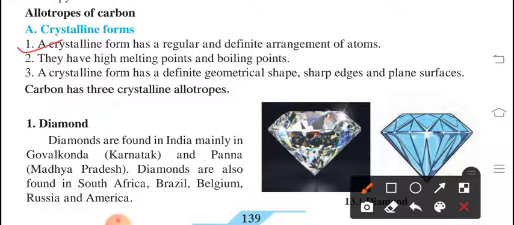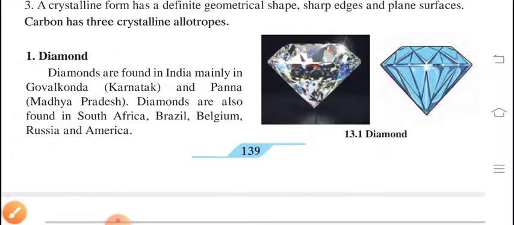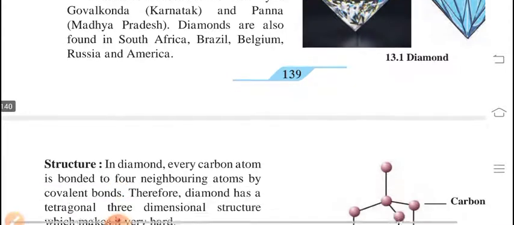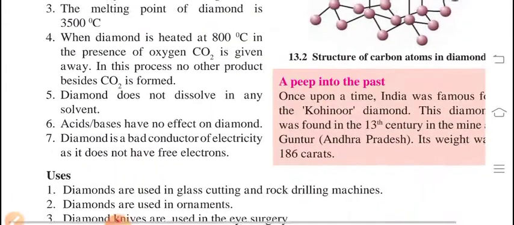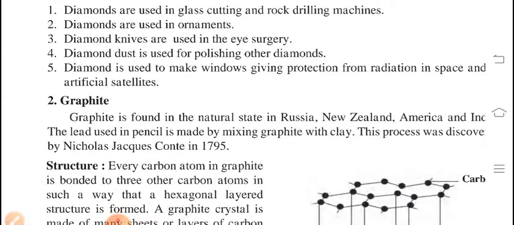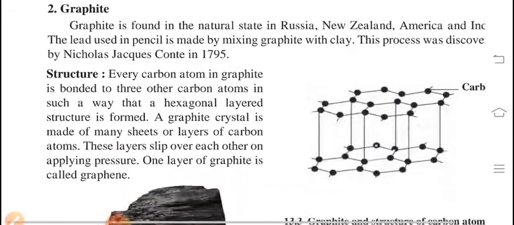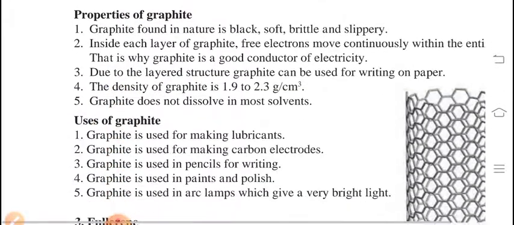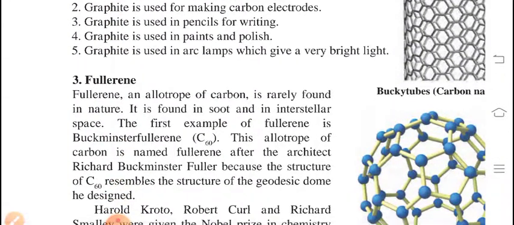Carbon has three crystalline allotropes. First one is diamond. Second, we have to discuss diamond structure, properties and its uses. Second structure is graphite. Here also we have to consider its structure, properties, uses, and then fullerenes.